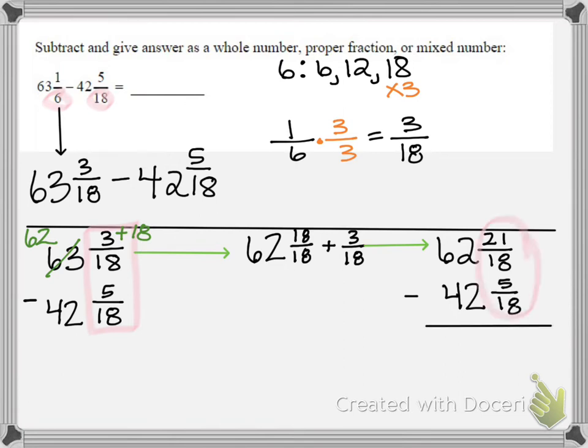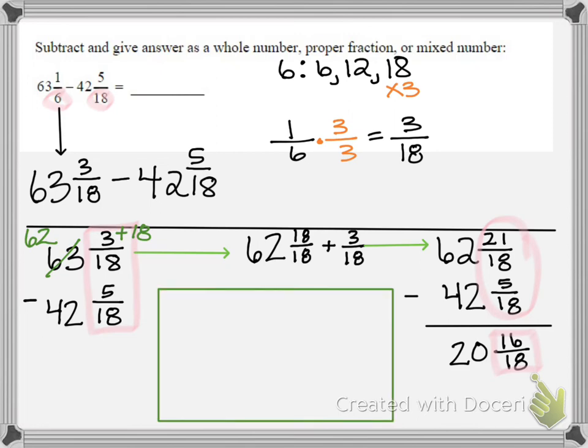Now, when I look in the column with the fractions, I can subtract 21/18 minus 5/18 and end up with a positive 16/18. So I don't have to worry about getting a negative answer. Now I can subtract the whole numbers, 62 minus 42, and my answer is 20. So I'm almost done. I just have one more step. I have to simplify the fraction 16 over 18. In this green box that I just drew here, I'm going to show the simplifying step and then my final answer. So I have 20 and 16/18.